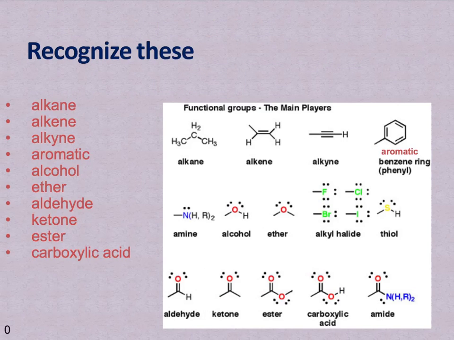So the ones you need to know are the ones that are listed here. If you notice, there are a few more in the picture than you actually need to know. Specifically, we're not looking at alkyl halides right now, thiols, the amides, or the amines. I'm mainly worrying about the ones that have multiple bonds or oxygens in them. We will see a couple of other ones later on, and we'll talk about those as we get to them. But for right now, we're going to focus on these 10 of them.